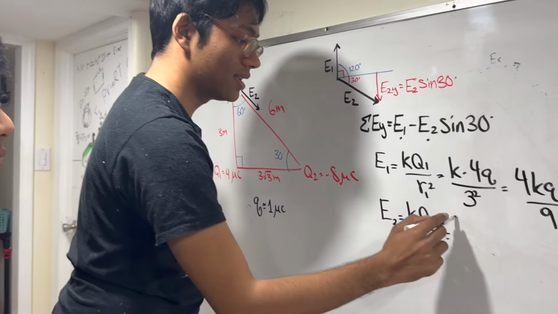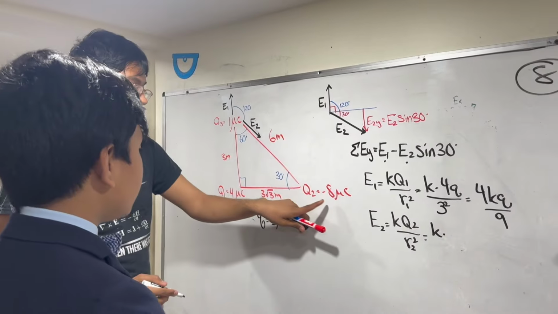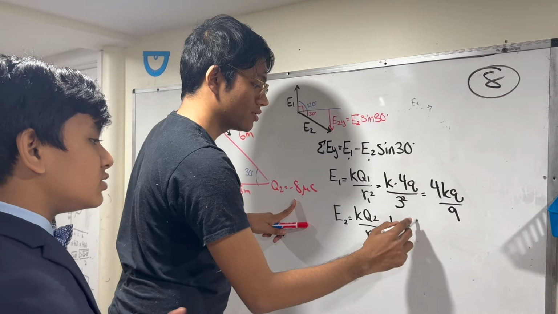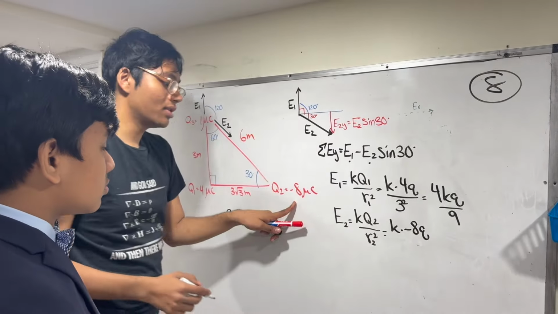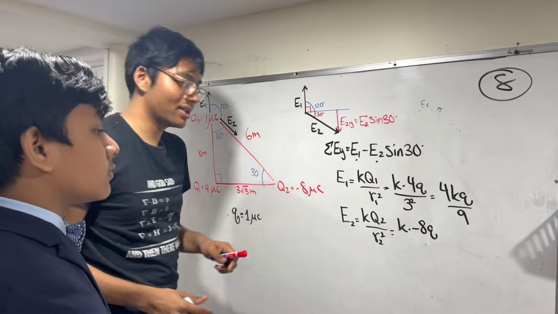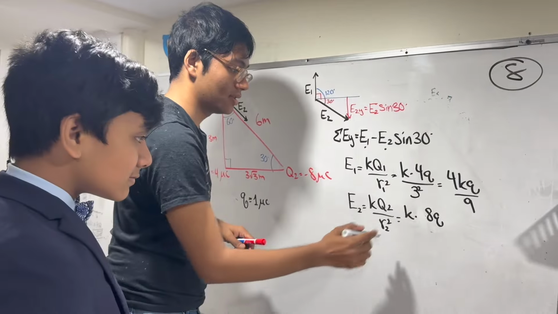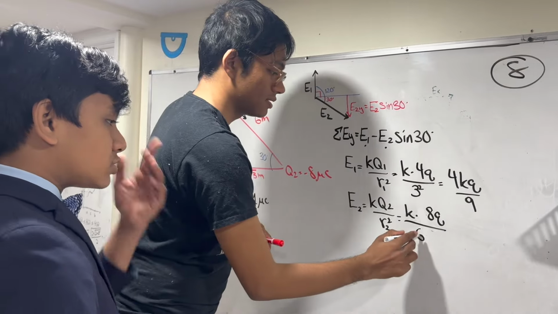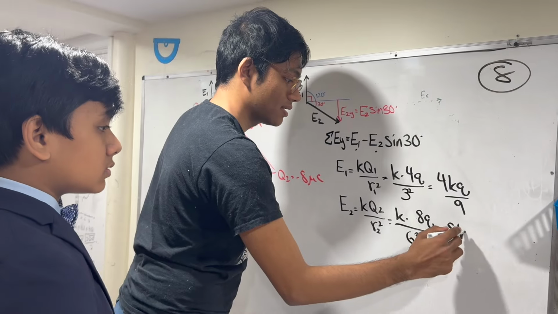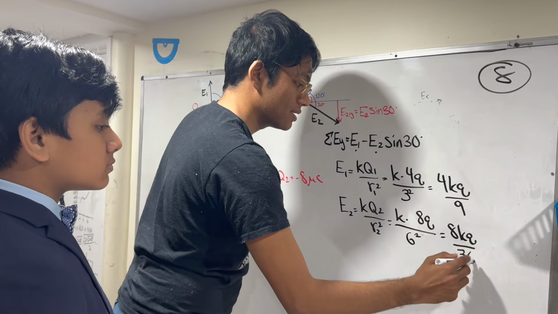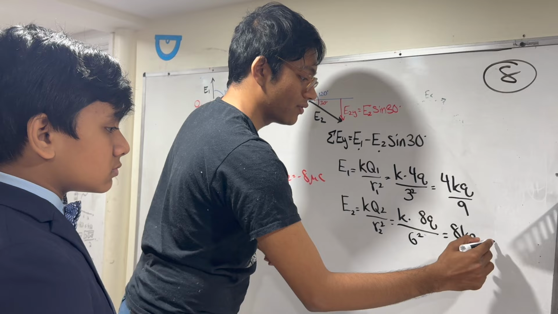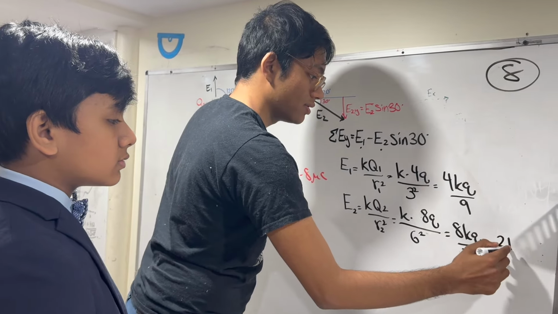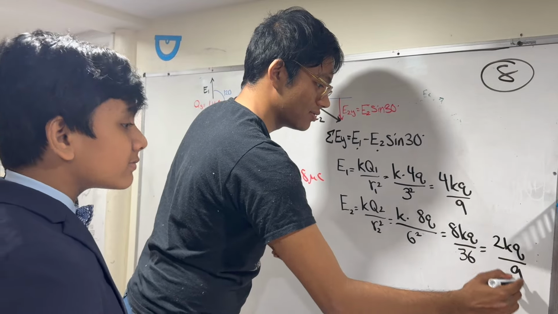Now here I have again K. What is Q2? Q2 is minus 8Q. Now, so we just use the magnitude? Should I put minus 8 here? No. Because I already accounted for the direction. So don't put minus. Okay, over the distance. What is the distance? 6 meters. So 6 squared. Right, so this is 8KQ over 36, which is divided by 4. Divided by 4. 2 over 9. Wow. Very good.